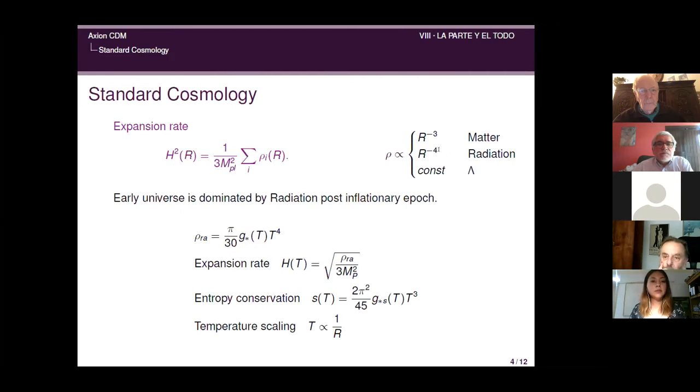When I say standard cosmology, I mean that we are considering that the early universe is dominated by radiation post the inflationary epoch. So for radiation, we know that the energy density has this form, where g_star corresponds to the relativistic degrees of freedom. And since radiation dominates the universe, the expansion rate is given by this expression here. And during this epoch, we have entropy conservation. And due to that, we have the relation that the temperature is inversely proportional to the scale factor.